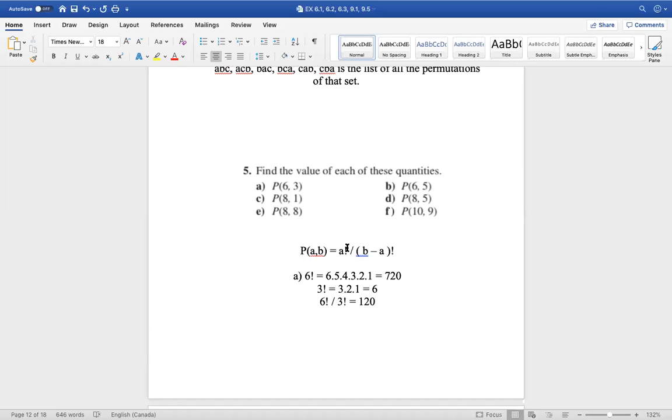Okay, so we take the a factorial. A in our case is 720, and then we have this a minus b. 6 minus 3 will be 3. So we take the factorial of 3, which is 6, and then we take 720 and divide it by 6, just plugging in the values for these a and b. Okay. Let's do one other part here.